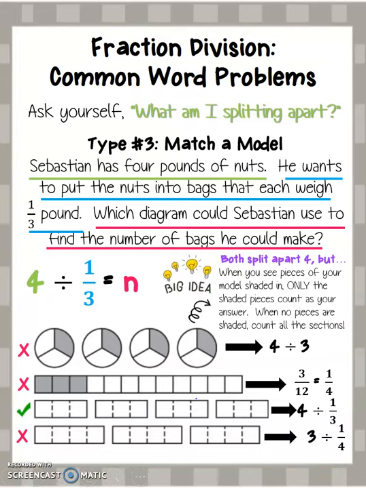Remember how I said that's a great way to check your answer? Well, if I did 4 divided by 1/3, I would get an answer of 12. Since the top model does not show 12 pieces, I know that must mean that this third model is correct. So be on the lookout for these common division word problems and story problems. I think this stuff is super fun. You have to be a math detective to figure it out.